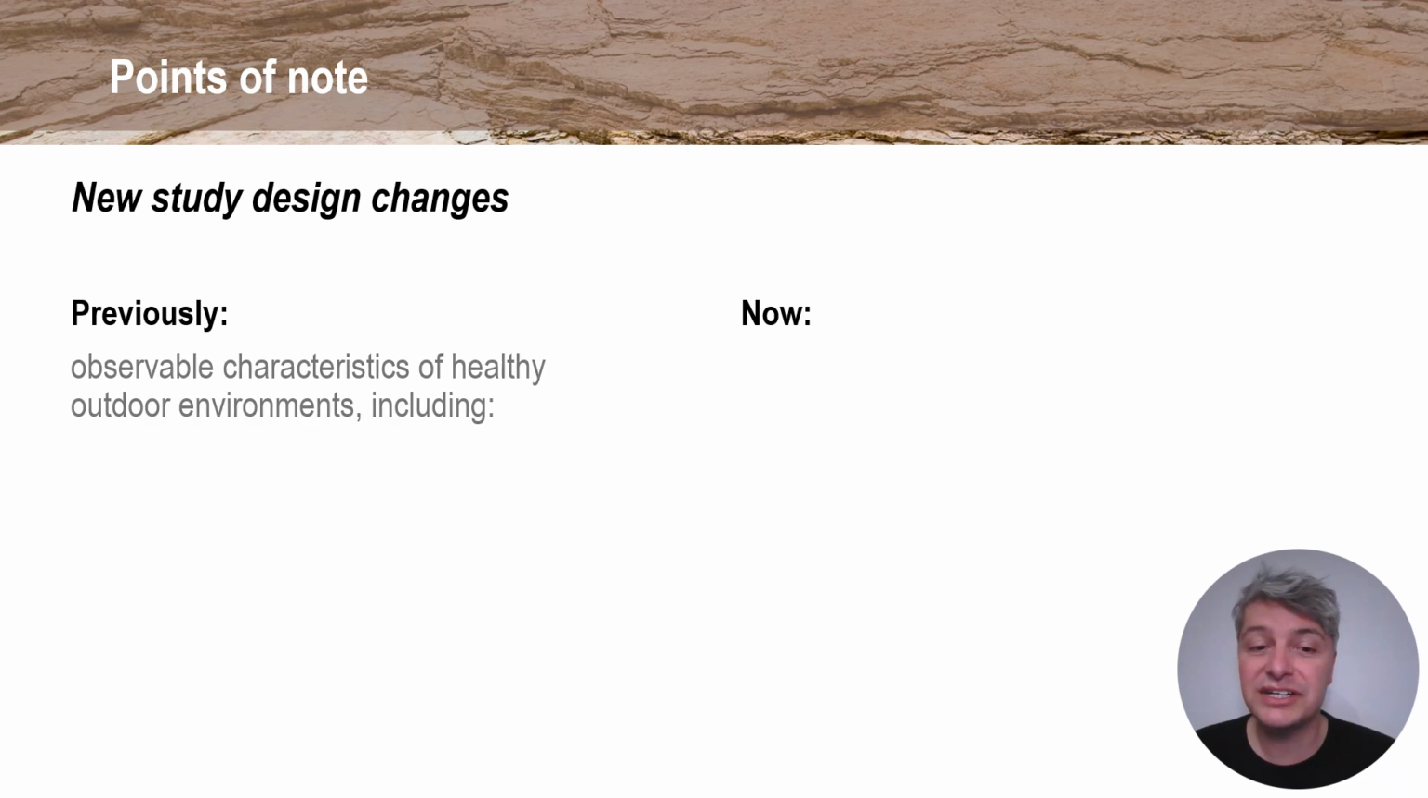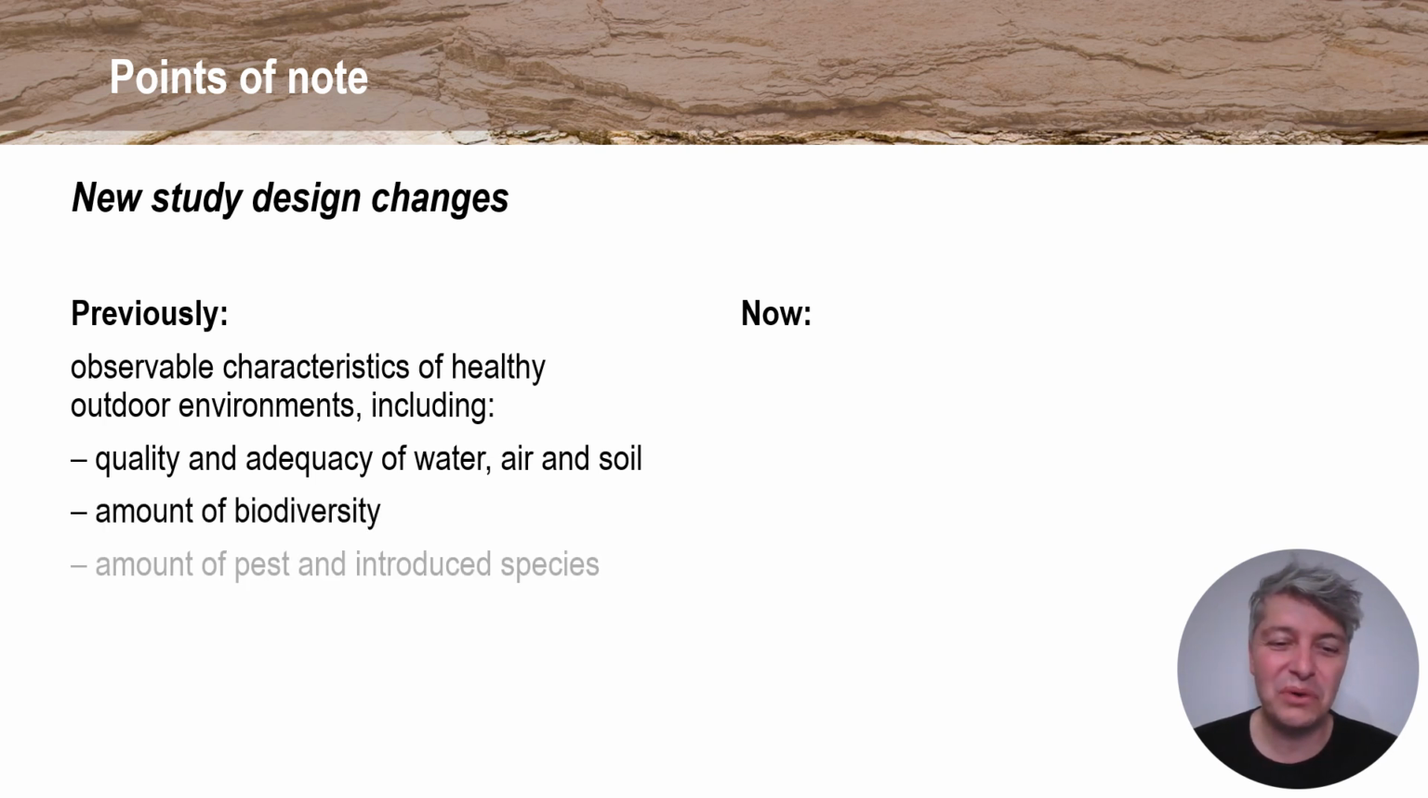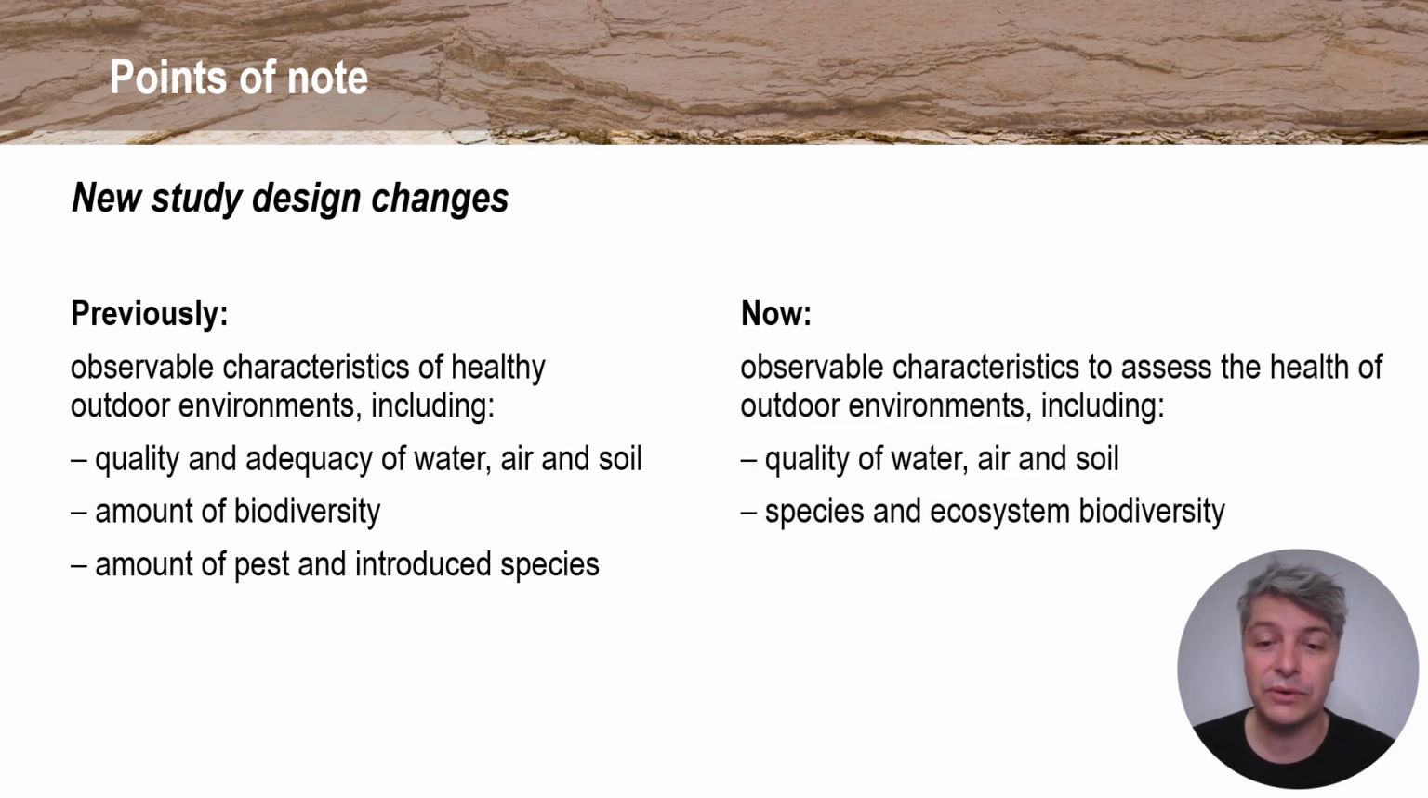So in the previous study design, this is how it used to be worded: quality and adequacy of water, air, and soil. And we thought it was a bit of a mouthful. Also, in the previous study design we used to look at biodiversity as well as the amount of pest and introduced species. And we said that when we're talking about biodiversity, we're talking about the good and the bad aspects of it, and part of that is the pest and introduced species. So what it looks like now is observable characteristics to assess the quality of water, air, and soil. But then we made sure that we made it clear that we wanted species and ecosystem biodiversity.